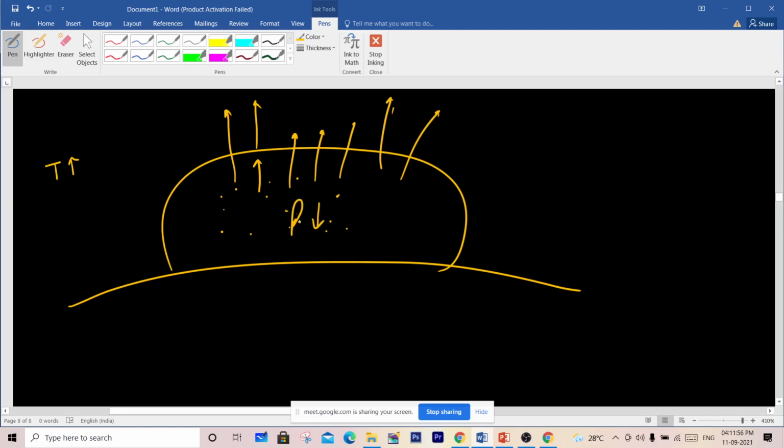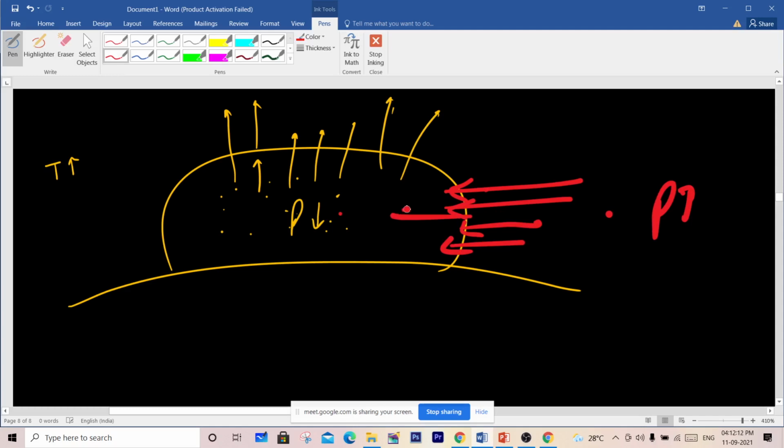And have you ever observed on such a day you feel more suffocation? And suddenly, after some time, you can feel that the air is flowing toward that region. From the region of high pressure to low pressure, the gas moves in. Have you observed this?